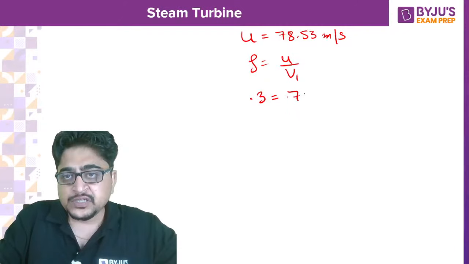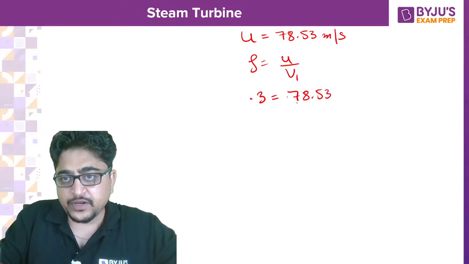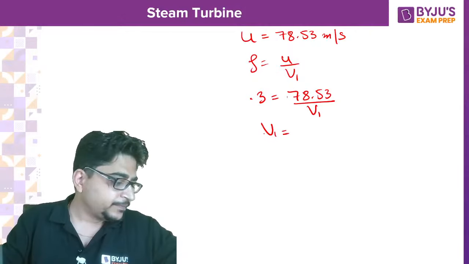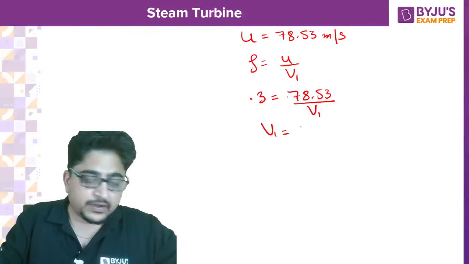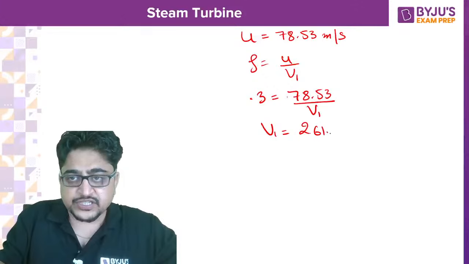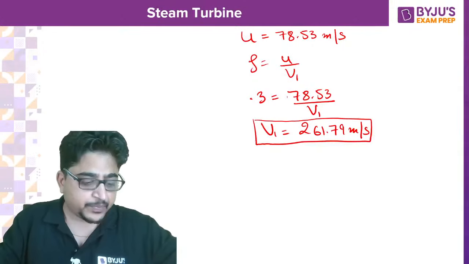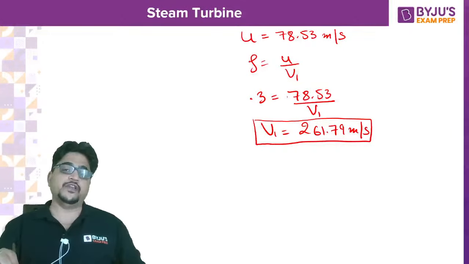Value of U is 78.53 divided by V1. So what is the value of V1? It is coming as 261.79 meter per second. This is the value of V1.